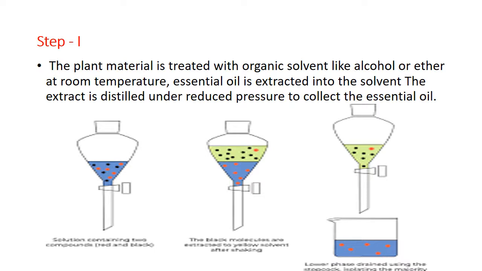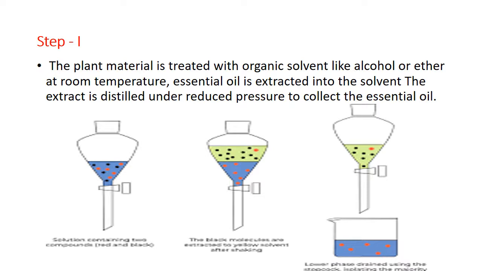There is also the same step in the solvent extraction method. The plant material is treated with organic solvent like alcohol, ether at room temperature. The essential oil is extracted into the solvent. Consider the first figure. The extract is distilled under reduced pressure to collect the essential oil. This essential oil remains in the third figure as the upper layer. You follow the first step in the extraction method.